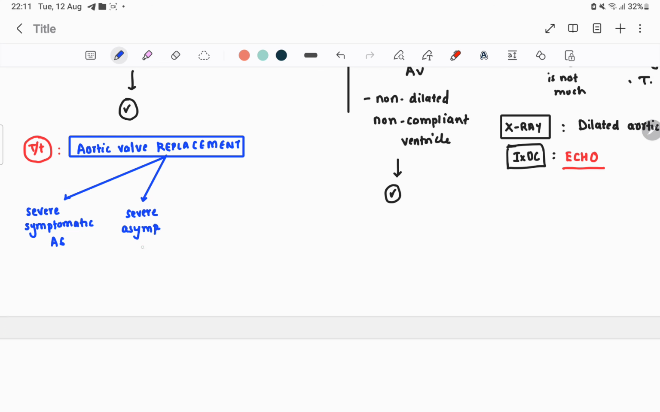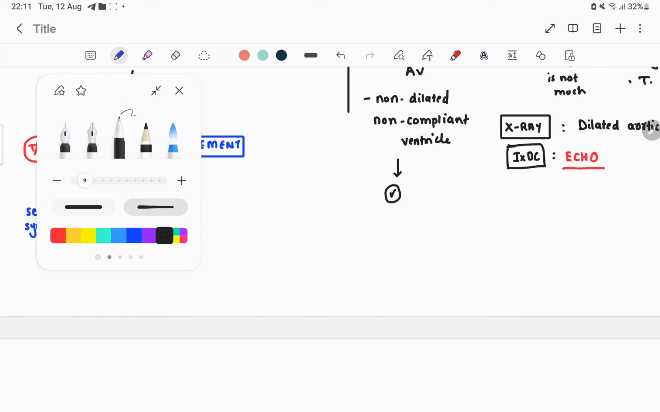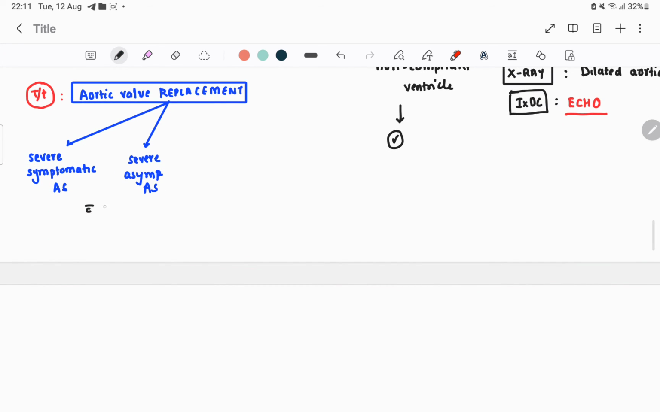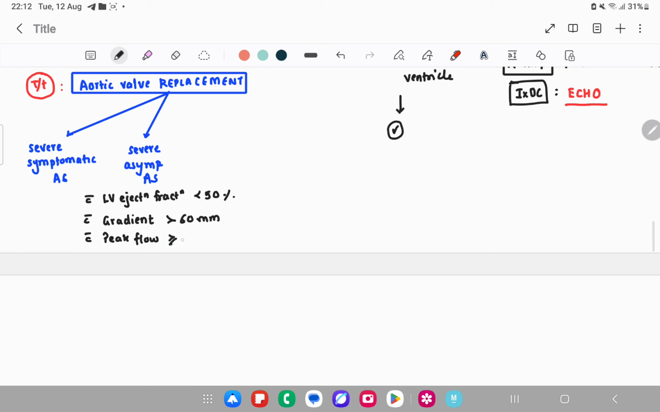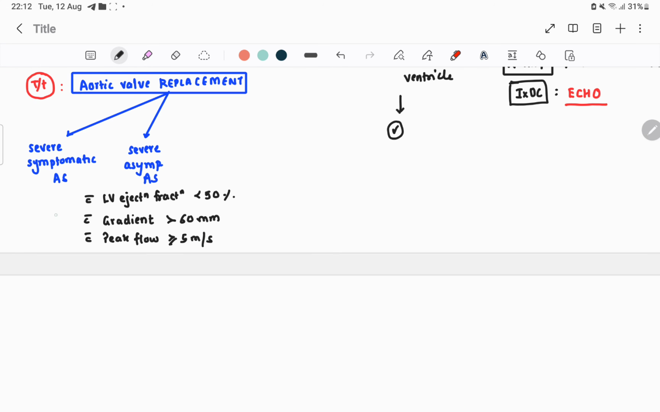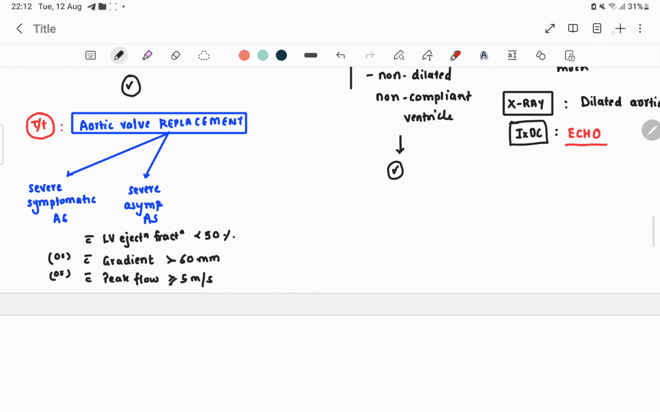This is also indicated in severe asymptomatic AS, but with LV ejection fraction less than 50%, with gradient more than 60 mm, or peak flow more than 5 meters per second. These are or conditions.